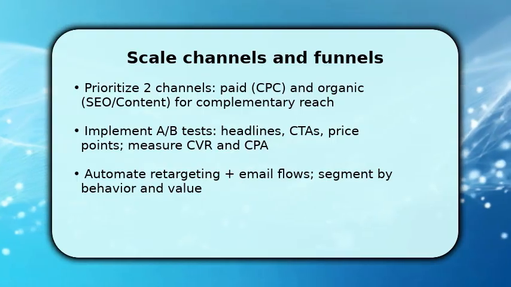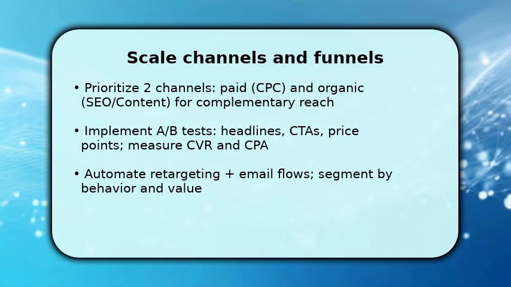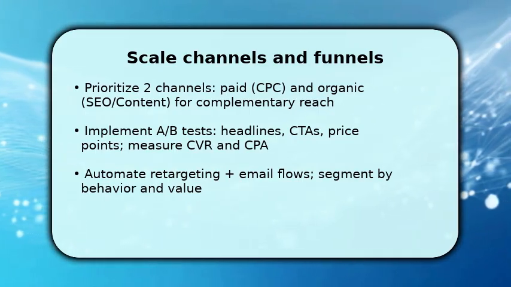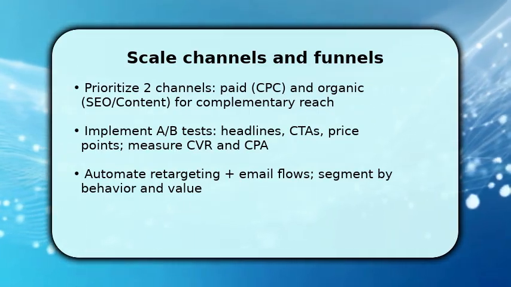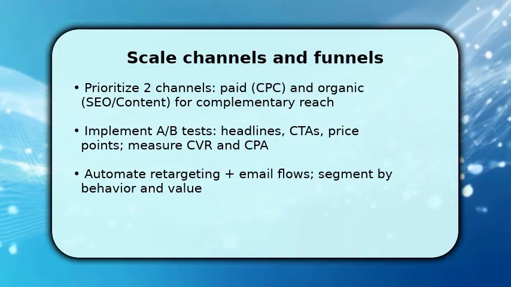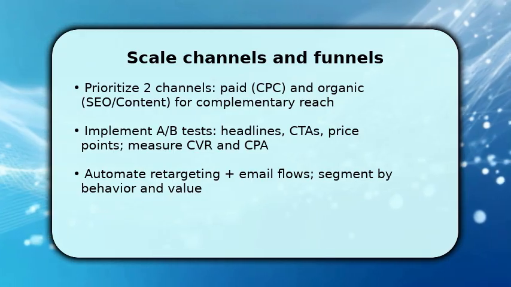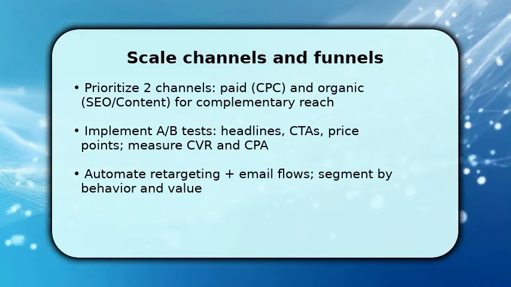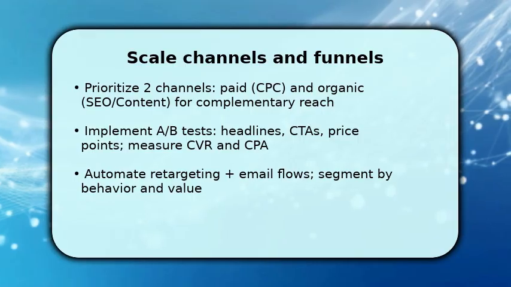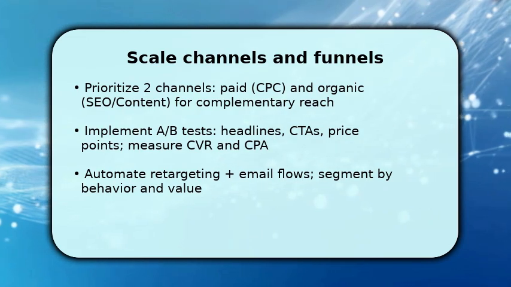compounding growth. You should run continuous A/B tests on headlines, CTAs, and price points. Track conversion rate and cost per acquisition to guide spend. At the same time, automate retargeting sequences and email flows, and segment by user behavior and lifetime value so your messages match intent. Keep iterating until CPA stabilizes below your target margin, then increase budget.